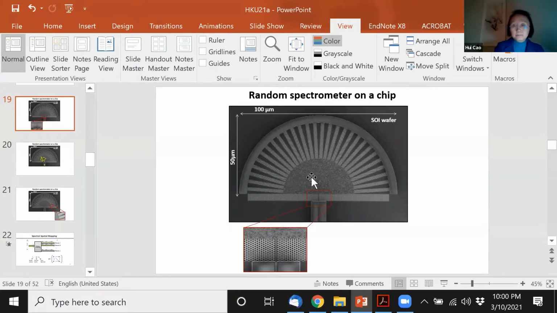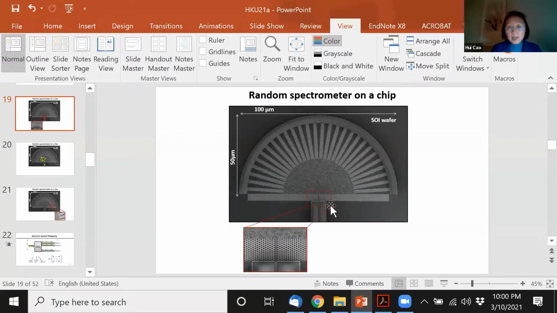That's very true. Okay, another question is from Professor Chang Yun. Thanks for your nice talk. For the random spectrometer, since the transmission is weak and the reflection is strong, can we just use the reflected light directly? Yeah, that's a good question.